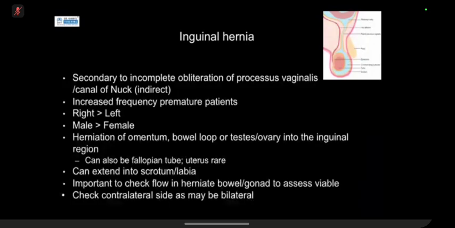It's important to check flow in the herniated bowel because if it's non-reducible, if it's incarcerated, you can get ischemia within the bowel. If you see any herniation of a gonadal organ, so testes or ovary, also check flow to assess if they're viable or not. It's also important when you're doing the ultrasound to check the contralateral side, as they can be bilateral and it can be quite subtle on the other side.